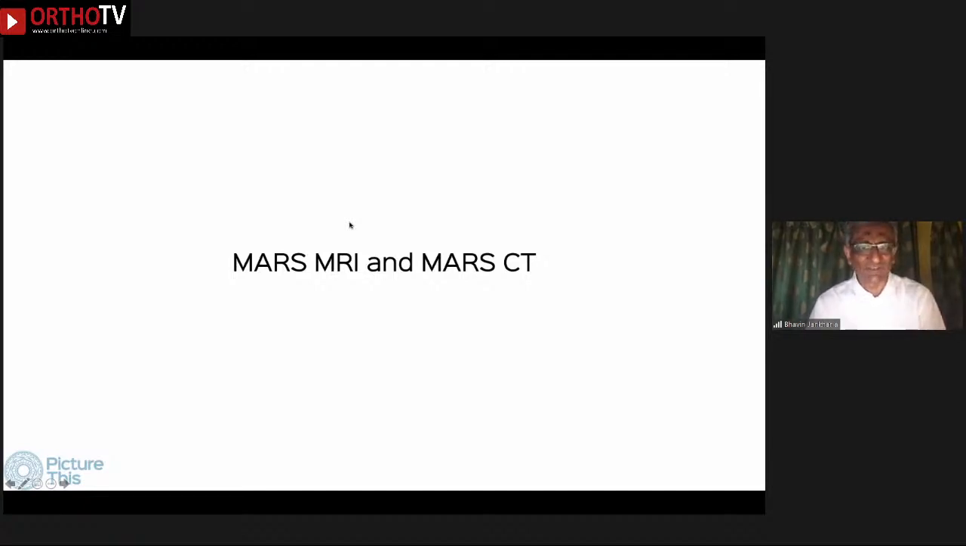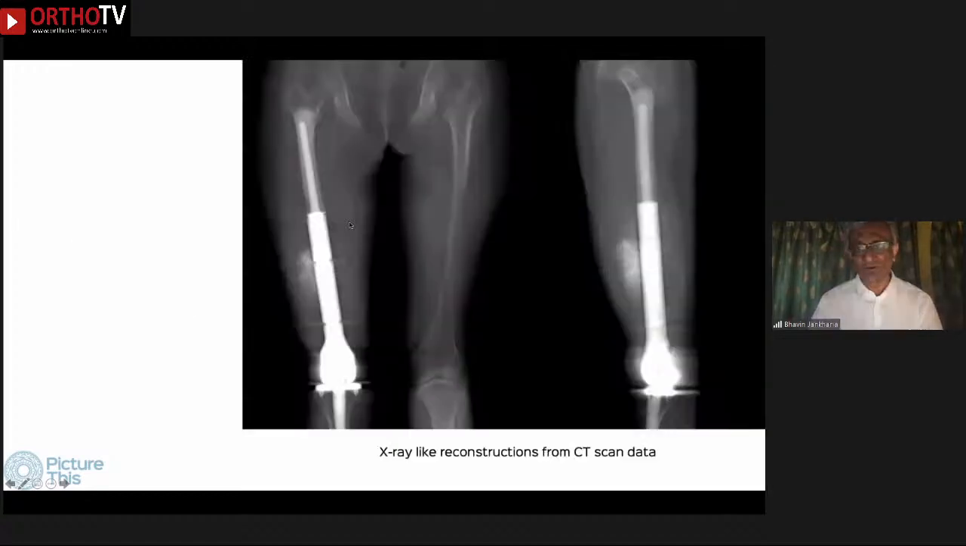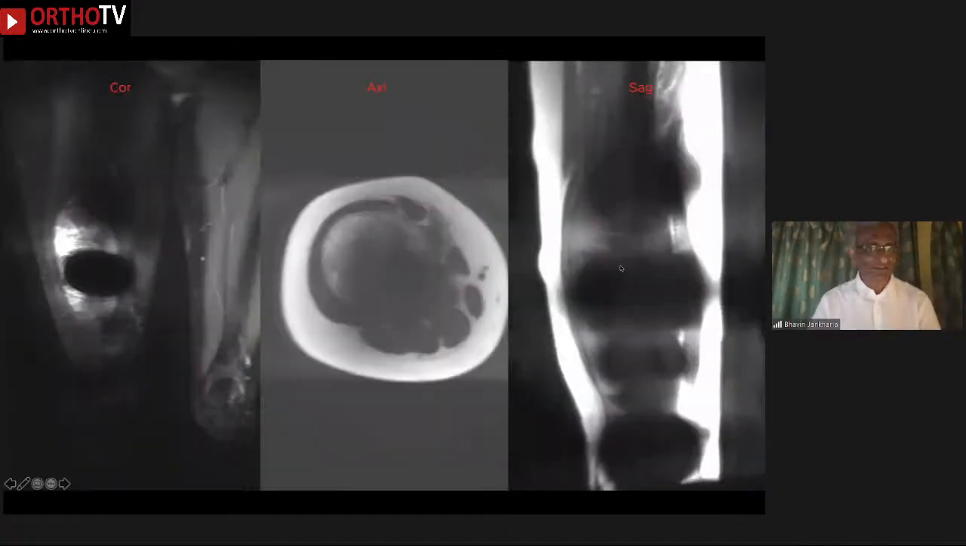About 4 of them. This is a patient where we've used Mars MR and Mars CT, a 24-year-old with osteosarcoma operated 3 years ago and now has a growing swelling. In most of these patients, I don't have the x-rays, but I've reconstructed them from the CT scan data. So that's the frontal and the lateral. And clearly we can see a bone-forming lesion here. So we know that there's a recurrence.